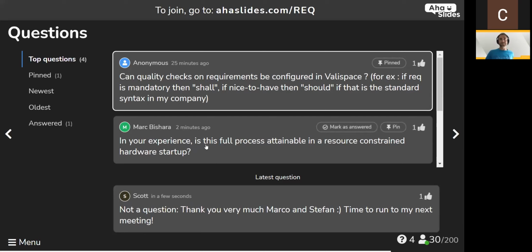Mark here has asked, in your experience, is this process attainable in a resource-constrained hardware startup? A large part of our customer base has actually started using Valispace already in their startup phase, meaning that we have packages specifically tailored to startups to really help younger companies set up the right workflows from the very start. So it's definitely attainable, and we'll be more than happy to help you along the way.